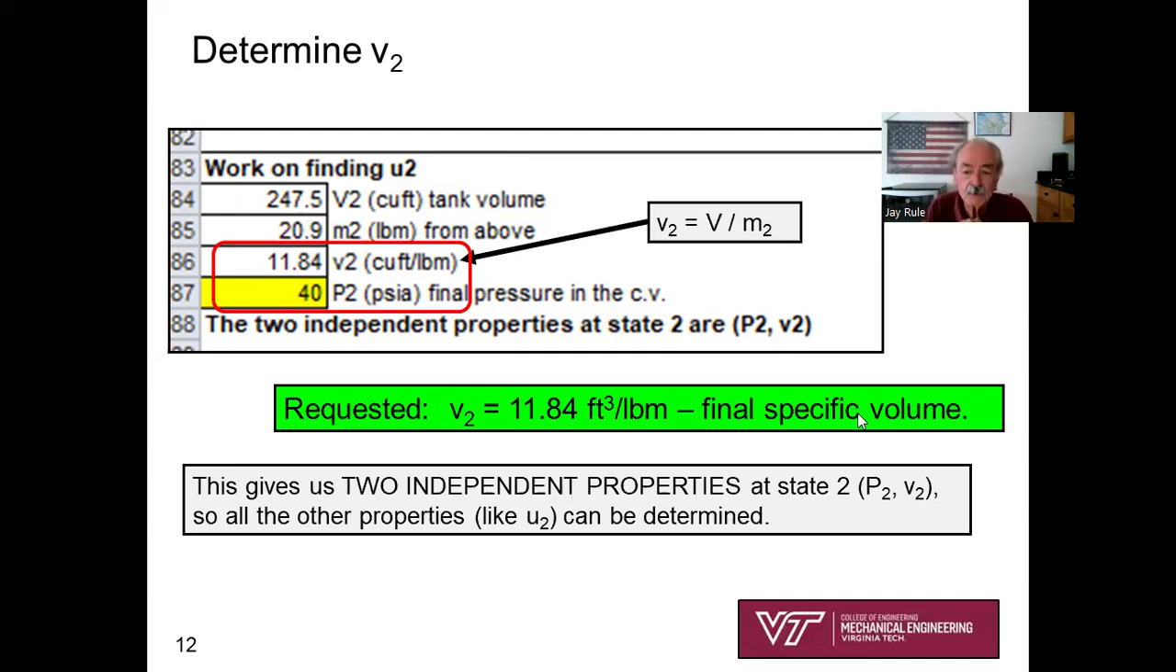Now let's move along because we need to figure out what little u2 is, and then we'll be done using the first law. We've got two independent properties at state 2. P2 was given, 40 psi, and v2 we just found, 11.84 cubic feet per pound. That gives us two independent properties. You remember from chapter 3, if you have two independent properties at any state, all the other properties are fully determined. So now we can figure out what u2 is.